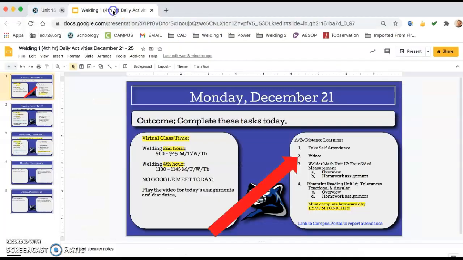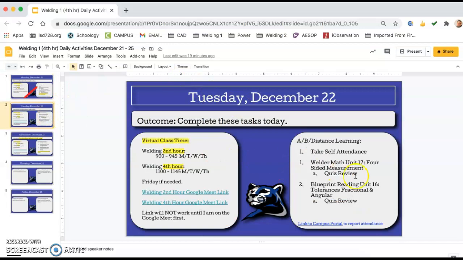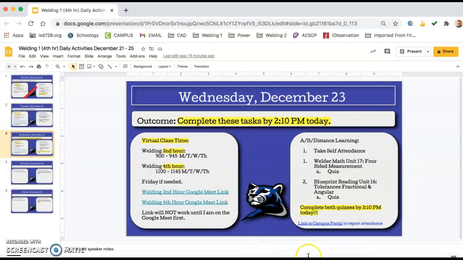To wrap up here, again, you have that homework assignment for math and blueprint due tonight by 11:59 p.m. I already have it labeled in Parent Portal, so you can see now that you also have due dates as of today when I'm creating this video. Tomorrow, we will do a very simple quiz review looking at your work. And then Wednesday, we're going to run that like a normal Friday.